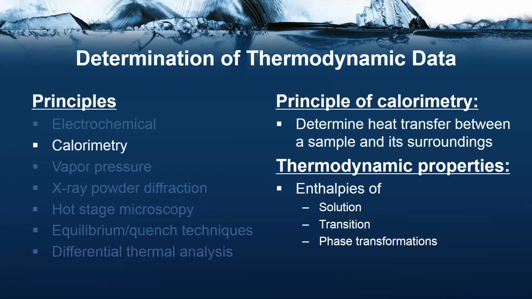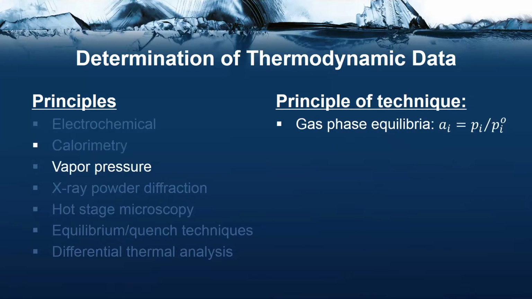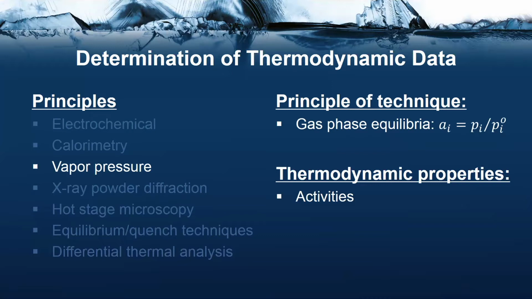The vapor pressure techniques utilize gas phase equilibria in which we know that the activity of component i in a solution is related to the vapor pressure of i in the solution divided by the vapor pressure of pure i. That is this expression that we have come across in the core high temperature processes. There are different techniques used to measure the vapor pressure, and these are suitable for different applications. However, in all cases, the thermodynamic property to be determined is the activity.